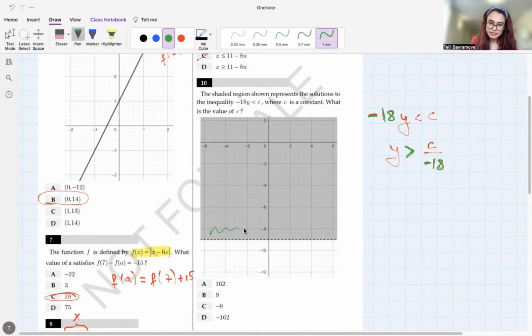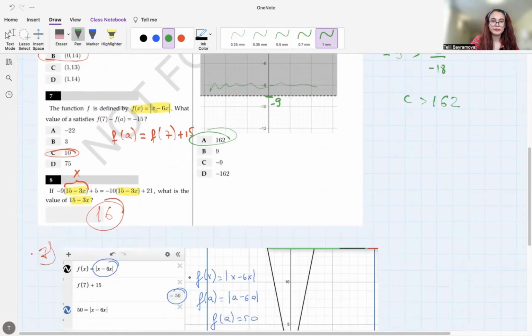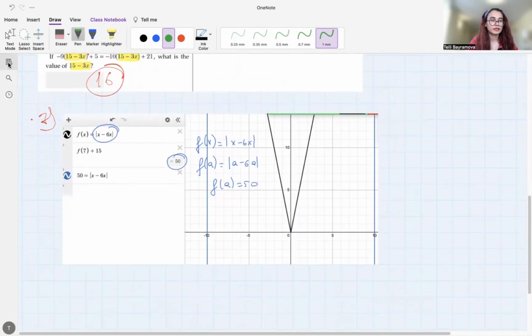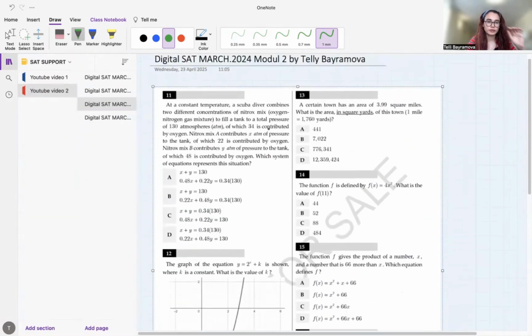So let's say y is greater than what? Y is greater than negative 9. So negative 9 is greater than c over negative 18. Then c is going to be, let's multiply negative 9 by negative 18. It is 162. So the answer will be A. Now let's look at the next one.